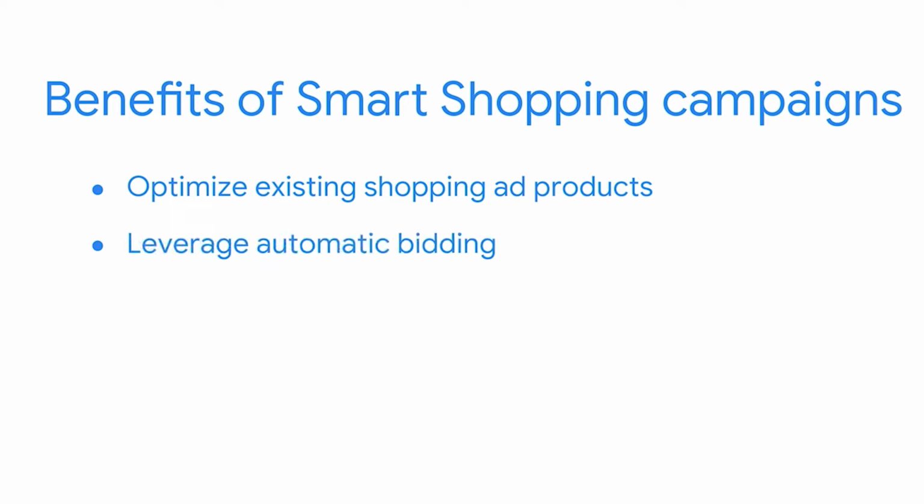Second, they leverage automatic bidding. Google analyzes and intelligently predicts the value of a potential conversion every time a user searches for products or services you're advertising. Then, it automatically adjusts your bids for these searches to maximize your return on them.